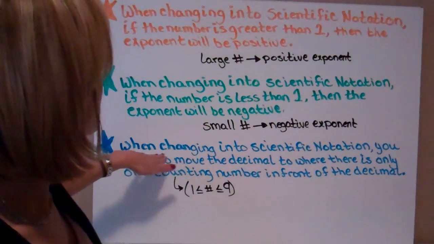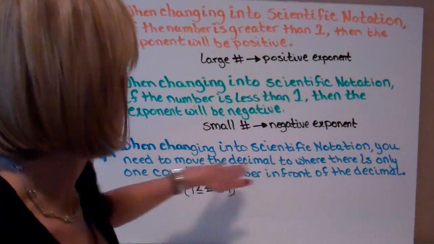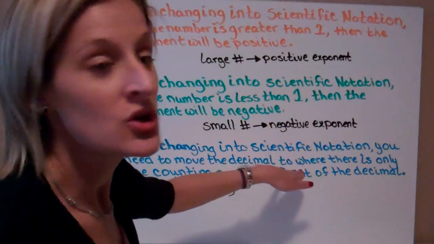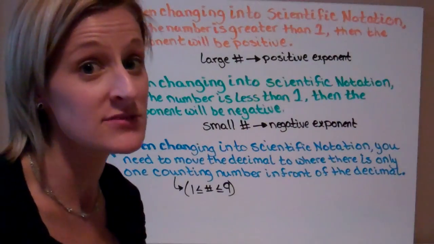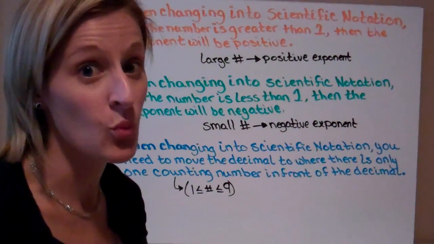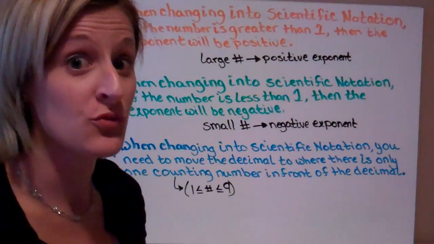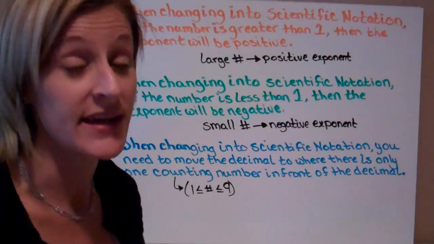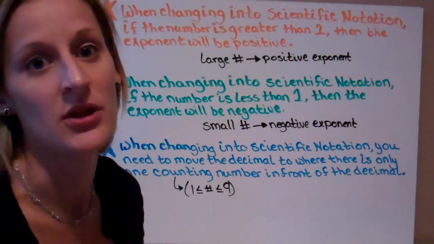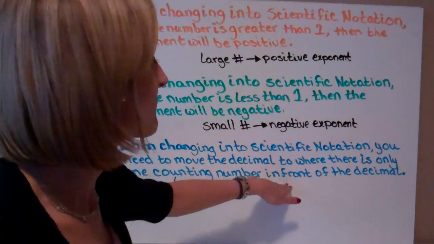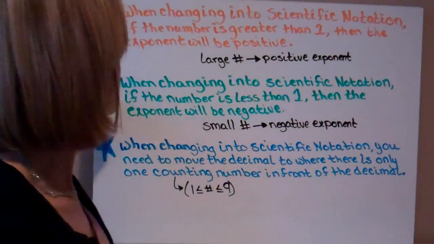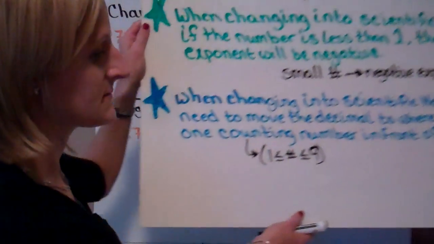Okay? So when changing into scientific notation, you need to move the decimal to where there is only one counting number. And when I'm talking about counting numbers, I'm talking about numbers 1 through 9. So 1, 2, 3, 4, 5, 6, 7, 8, 9. It can be 1 and it can be 9, but nothing else above that. That needs to be in front of the decimal. Alright, so let's look at some practice problems.